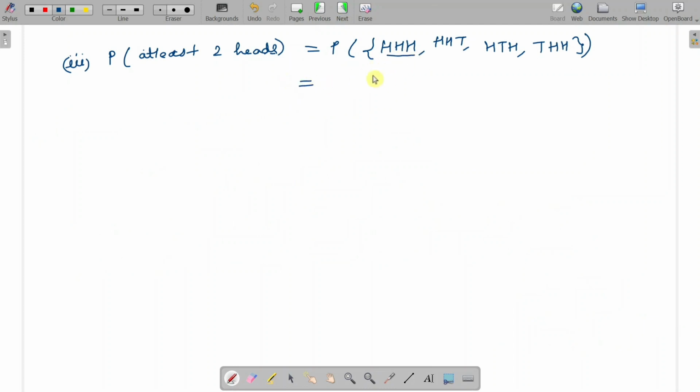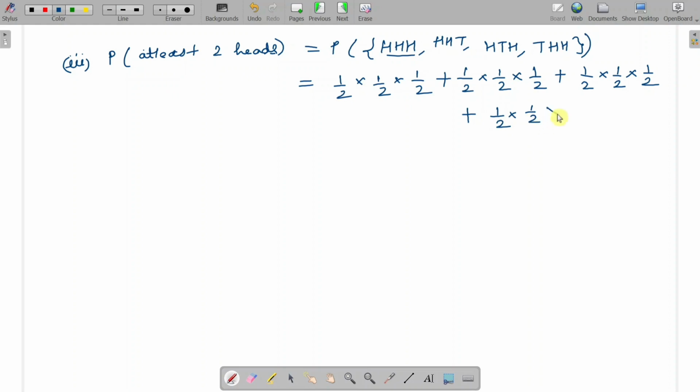Right, so for this what we will get, half into half into half, right, plus for this half into half into half, plus for this half into half into half, plus for this half into half into half. So 1/8 plus 1/8 plus 1/8 plus 1/8. So that means we get 4/8. That is nothing but half, right?